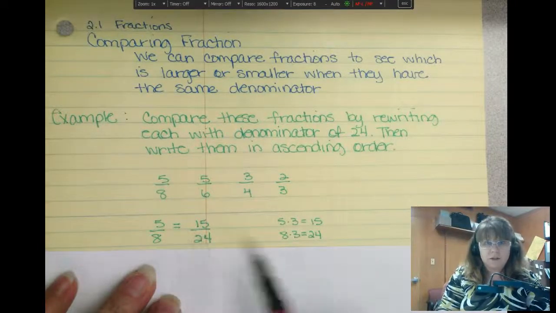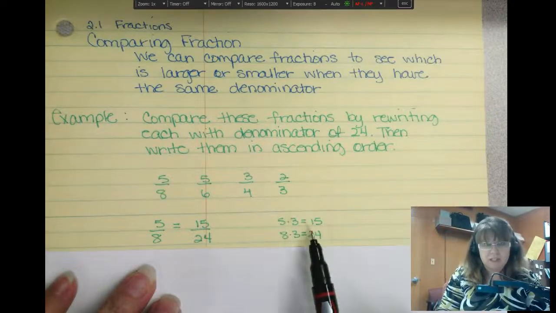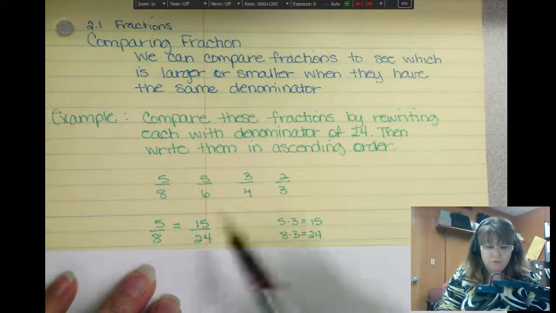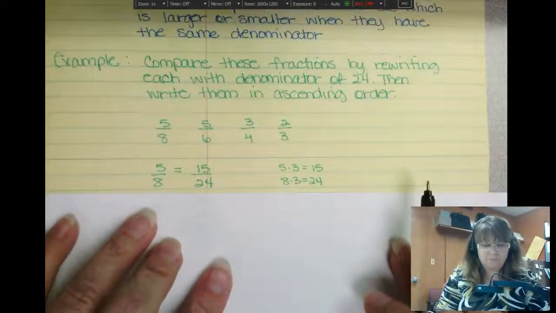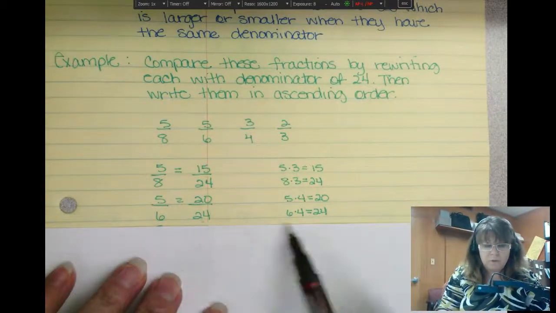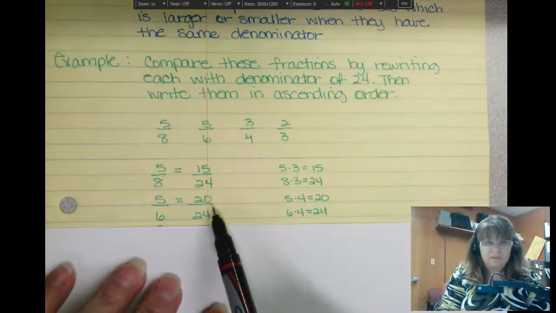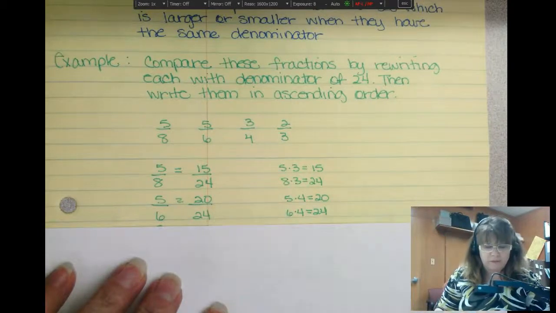8 times 3 is 24. 5 times 3 is 15, so that becomes 15 over 24. Next, 5/6: 6 times 4 is 24. 5 times 4 is 20, so the equivalent fraction is 20 over 24.